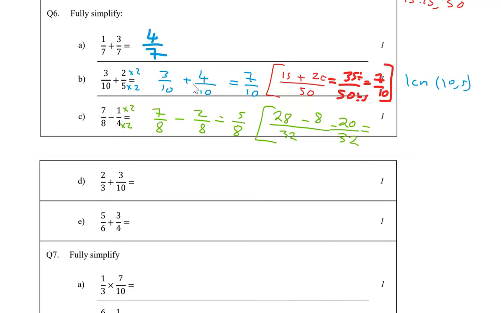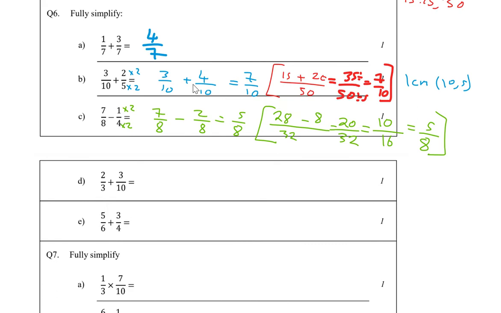Let's say we didn't know the highest common factor of 20 and 32. If they're both even, we can continually halve until we arrive at two numbers which are called prime.